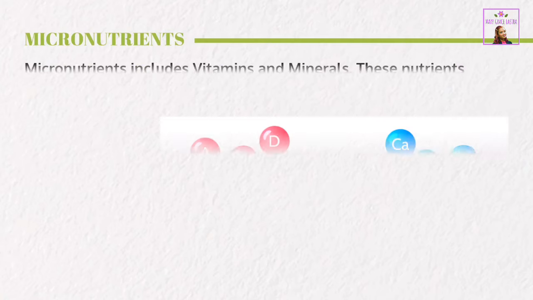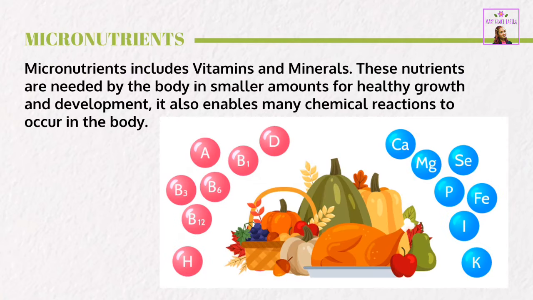Micronutrients. Micronutrients include vitamins and minerals. These nutrients are needed by the body in smaller amounts for healthy growth and development. They also enable many chemical reactions to occur in the body. There are 3 types of micronutrients, namely vitamins, minerals, and water.